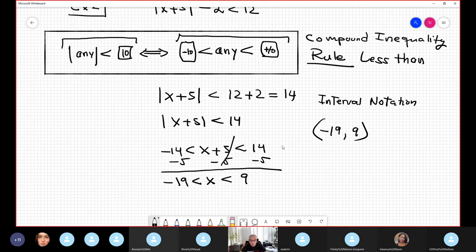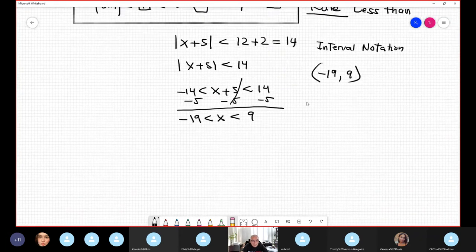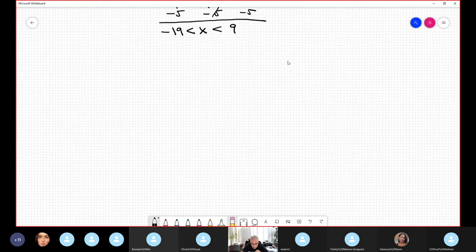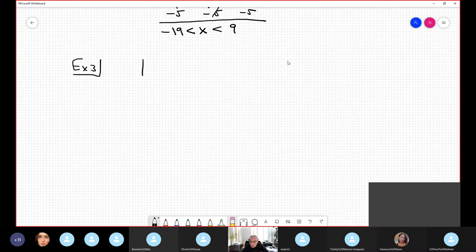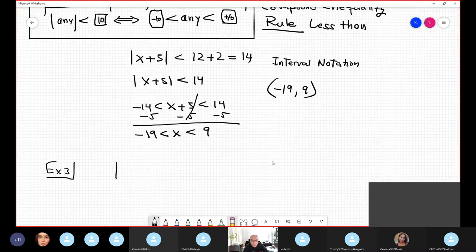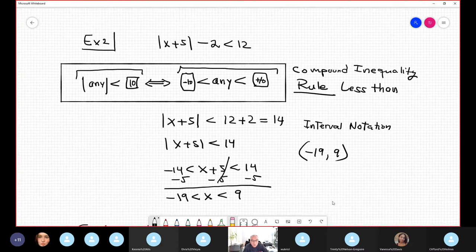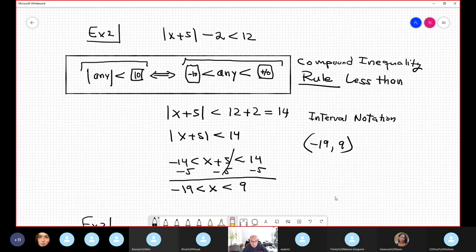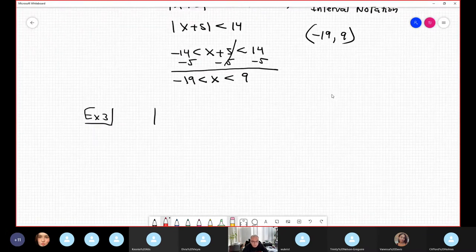Okay. So one more example. If you understand very well, let me know. Example three of the less than, because I want to introduce a new detail. Professor, how was 14 12 plus 2, no? When I move the 2 to the right hand side, it's positive, and 12 plus 2 is 14. Is it okay? Yeah, I understand. Okay, good.